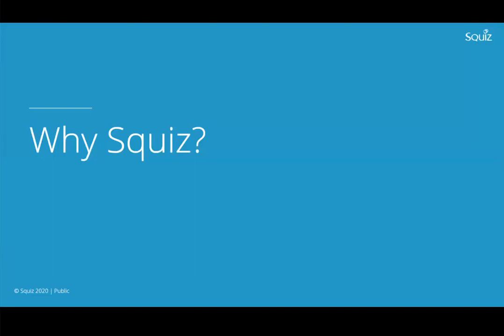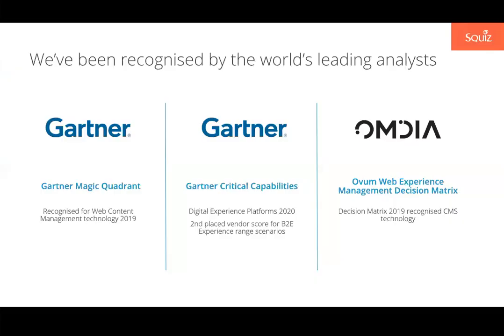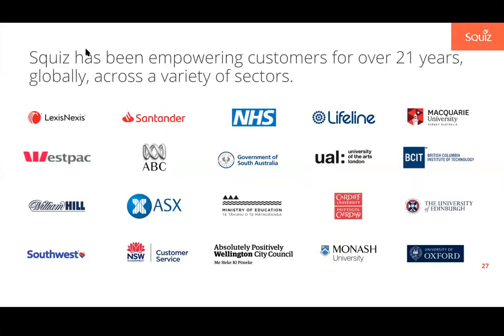We've been doing it for about 21 years now globally. Our headquarters are here in Australia, and we have offices around the world. So we're based in the States, the UK, globally. And the sectors that we deal with are across a variety of sectors. So government, financial services, and higher education are some of the focuses for us. We've been well recognized by the different analysts. So Gartner, we're placed in the Gartner Magic Quadrant. We're listed for critical capabilities for digital experience platforms, and Omdia has recognized us as one of the leading platforms as well. We've got a variety of different customers across the US, UK, and ANZ, and again across private, government, and higher education.